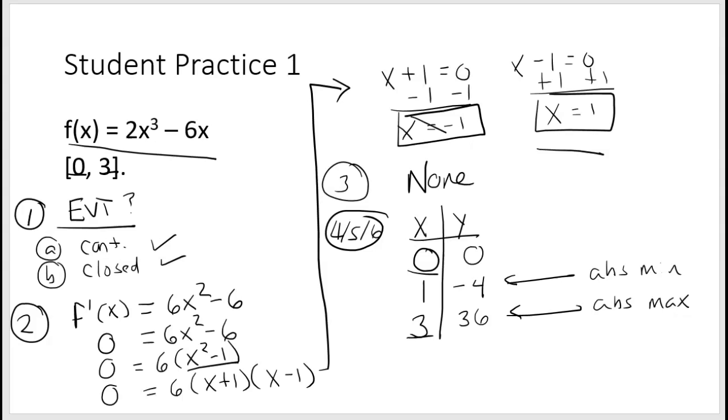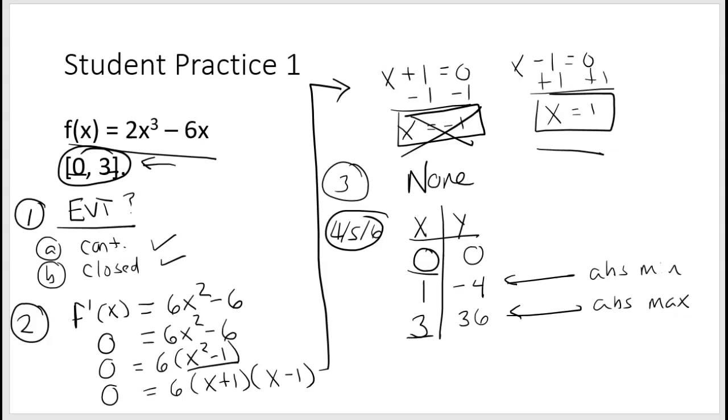So I'm going to include that one, but we're not going to include that one. Why not? We only care about this interval. We're only going from 0 to 3. So even though I had a critical value of negative 1, I'm looking for the absolute min and max on this interval. And this point is not on that interval.